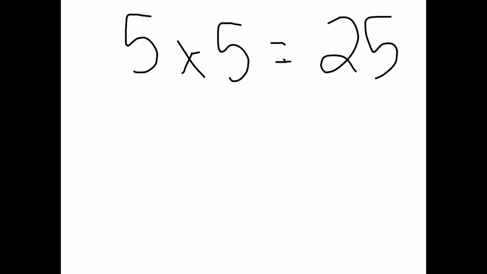Now, let's just say I had two positives. Let's say I had 5 times 5. Don't get tripped up with all these rules. Positive numbers are always going to give you positive numbers. 5 times 5 is always going to give you 25. Likewise, same thing with division.